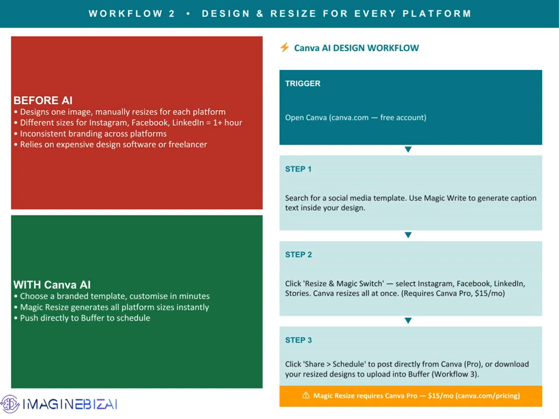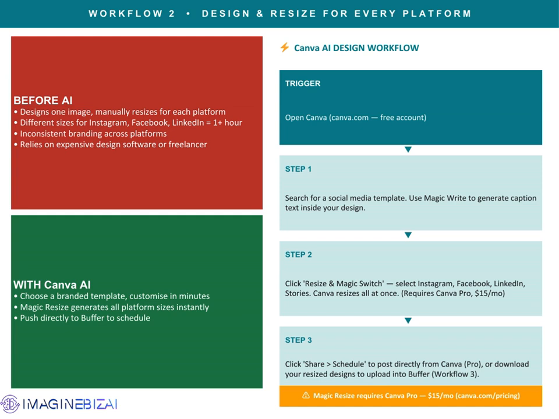Workflow 2. Designing and resizing your visuals with Canva AI. Before AI, you design one image, then spend an hour manually creating different sizes for Instagram, Facebook, LinkedIn, and Stories. Inconsistent branding. Wasted time. With Canva, here is what happens instead. Go to canva.com, sign up free. Search for a social media template that fits your brand. Next, use Magic Write, Canva's built-in AI, to generate caption text directly inside your design.